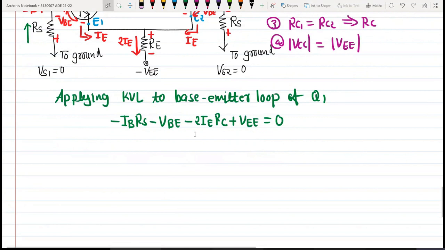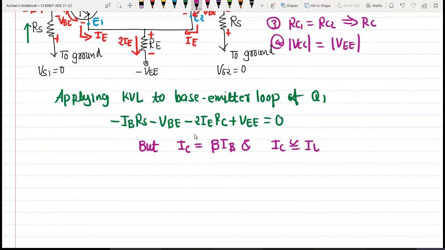Okay, so this is what we are getting. But we know the transistor parameters. What are the parameters? The collector current IC is given by beta times IB, and this collector current IC is also approximately equal to the emitter current IE. That is what we have seen in the bipolar junction transistor in basic electronics of semester 2.